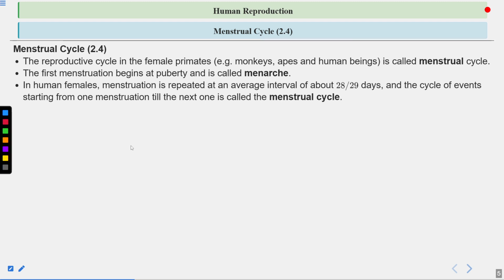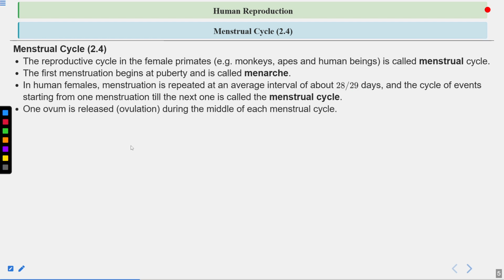Now in human females, menstruation is repeated at an average interval of 28 to 29 days. So if we talk about human females, what is the duration of the menstrual cycle? It is 28 to 29 days on average. The cycle of events starting from one menstruation till the next one is called the menstrual cycle.